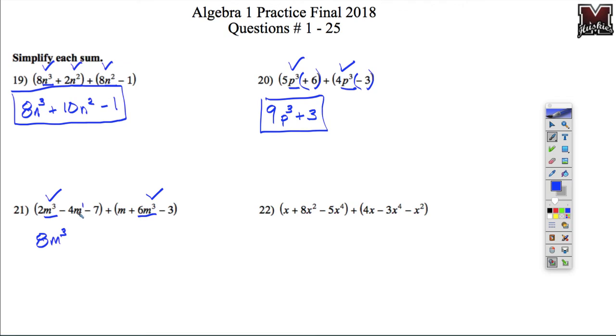M to the power of 1s. Are there any other m to the powers of 1s? Anyone here? No. Oh, there it is. M to the power of 1. So I can add those two together. Any other ones? Nope. Okay, so it's just those two.